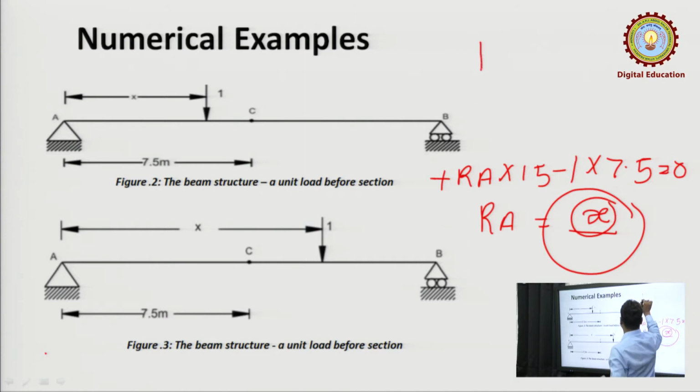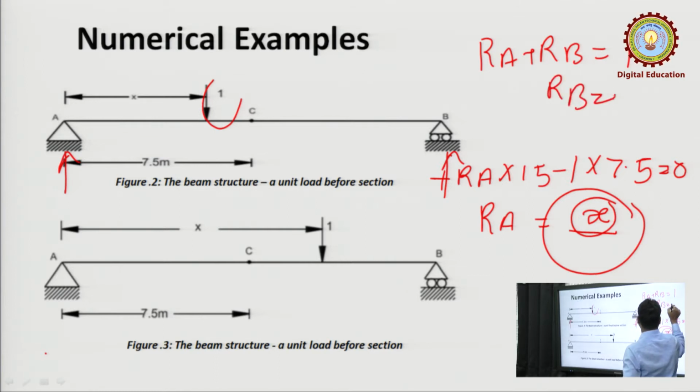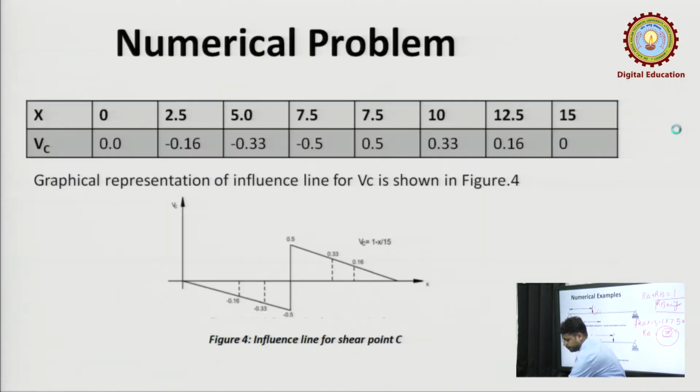Similarly, we know RA plus RB is equal to unity, because we have given a unit load of 1. Here this is RB, this is RA. Just put the value and get the reactions. Suppose this value is Y. Now we have two values, RA and RB, and we are going to find the influence line diagram.